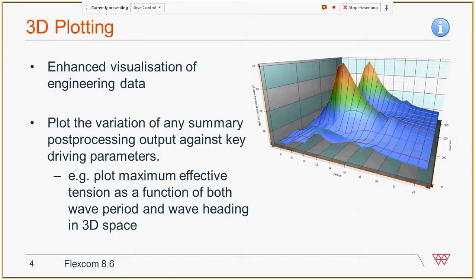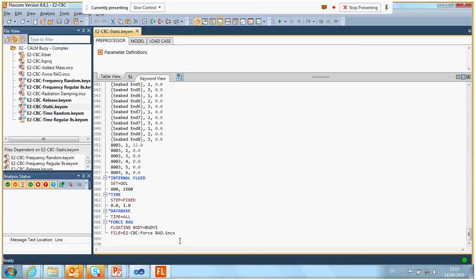3D plotting. This is a very nice, attractive feature in Flexcom 8.6, and it just gives you an advanced visualization of data. So rather than looking at text outputs or 2D graphs, which can be quite bland, now we have a color contour plot in three-dimensional space, which is really good for visualization of where the concentrations and critical design parameters are versus the input parameters like wave period and wave direction. I'll just show you this in more detail because it's very useful.